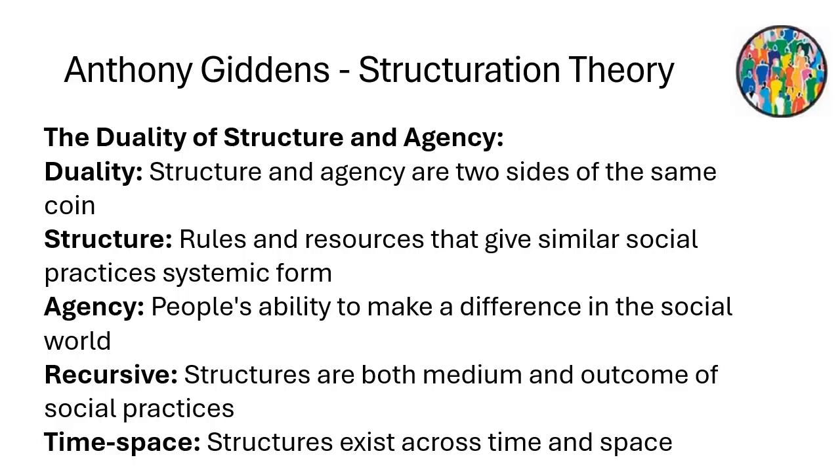Giddens developed structuration theory to overcome the traditional agency-structure divide through his concept of duality. Rather than seeing agency and structure as separate forces, Giddens argues they are two sides of the same coin. You cannot have one without the other. Structure consists of rules and resources that give social practices their systemic form, while agency refers to people's ability to make a difference in the social world.